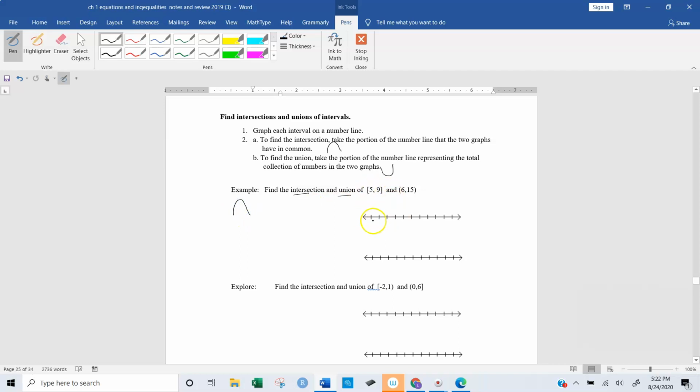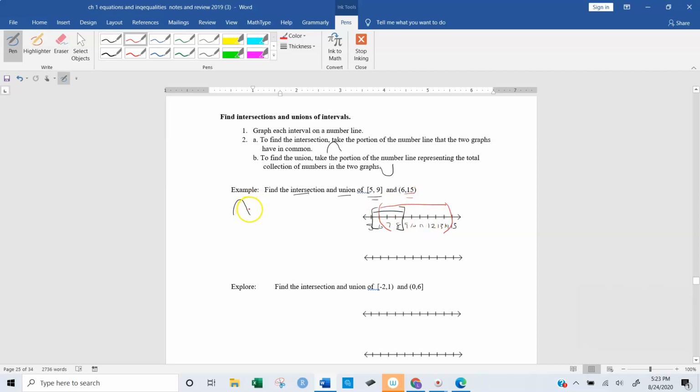So let's draw 5 and 9 out. We got 5, 6, 7, 8, 9, 10, 11, 12, 13, 14, 15. 5 is inclusive, so I have a bracket. 9 is inclusive, so I have another bracket, and it's between 5 and 9. So that represents that first set there. Let's change colors here. Now my second set is 6, not inclusive, so it's a parenthesis, and it goes to 15, not inclusive, so it's a parenthesis. And all of that is this second set.